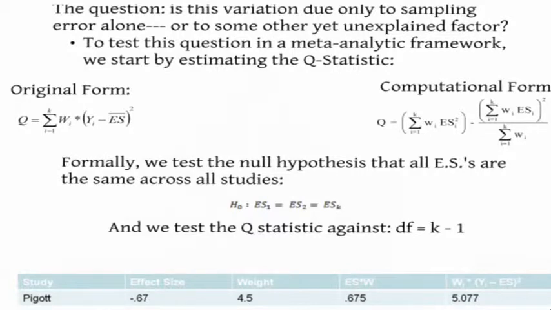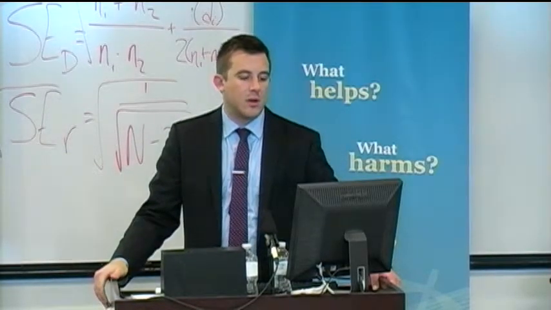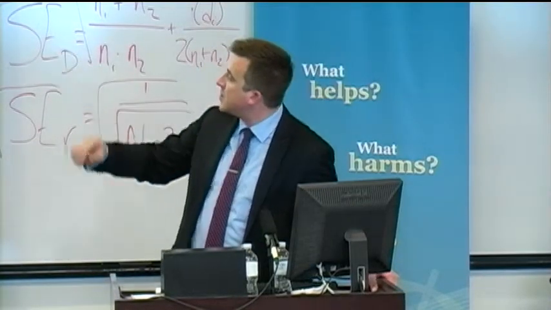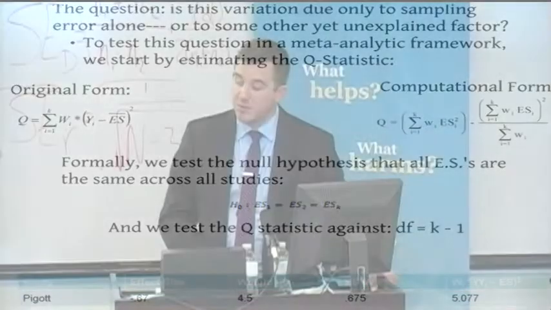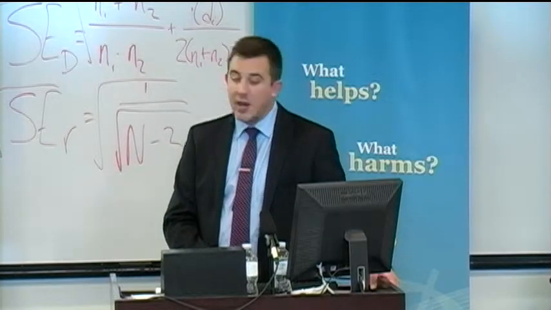But it really is, if you think back to your ANOVA days, for those of you who are familiar with that, the same principled idea. Are the effect sizes different? Is one effect size different from the average, and far enough away that you can say it differs more than sampling variation would indicate that it should? Okay? And so the hypothesis test here is that all of the effect sizes are essentially equal. There's no difference between the effect sizes. That would be our null hypothesis here. Okay? And we test the Q statistic against degrees of freedom of k minus 1, so the number of studies minus 1.